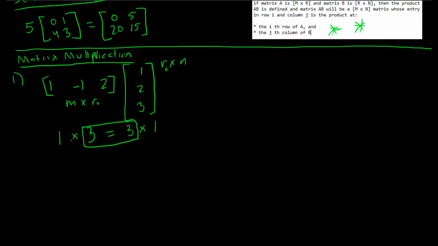And from this, we know that the final matrix is going to be of size m by n. Since this corresponded to m by r, and this corresponded to r by n, then we know that the final matrix will be m by n, which will be 1 by 1. So it would actually just be a 1 by 1 matrix, which would just hold a single value.